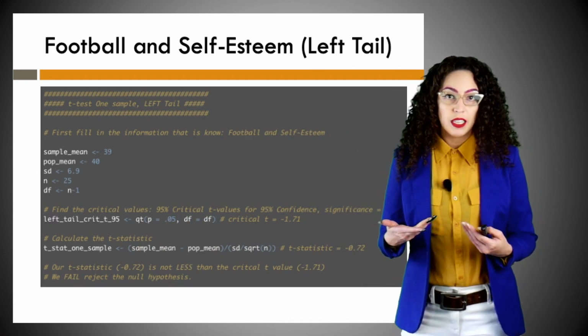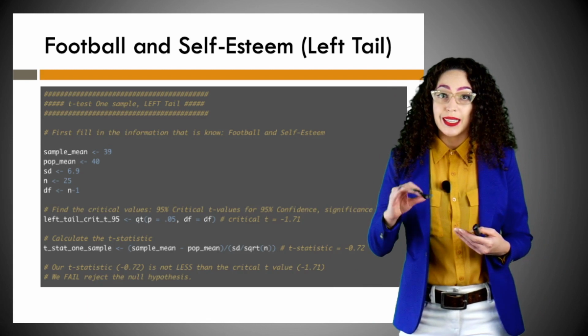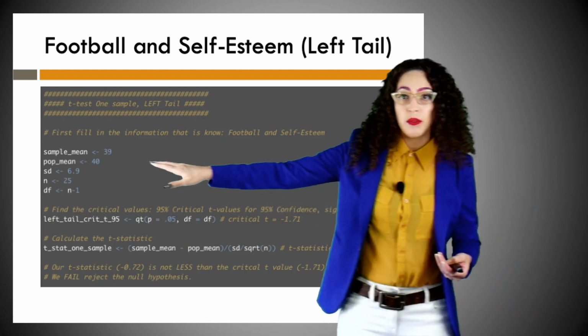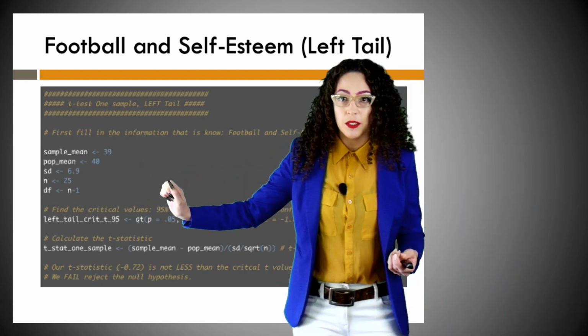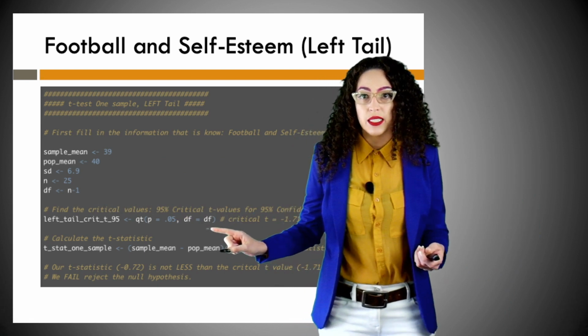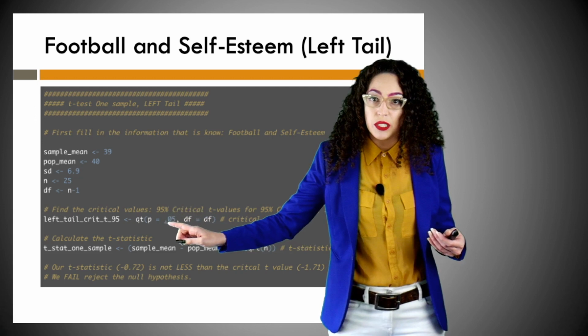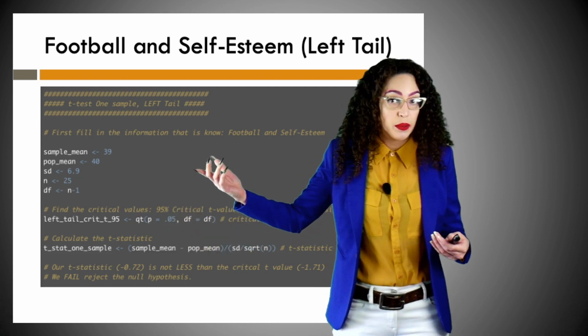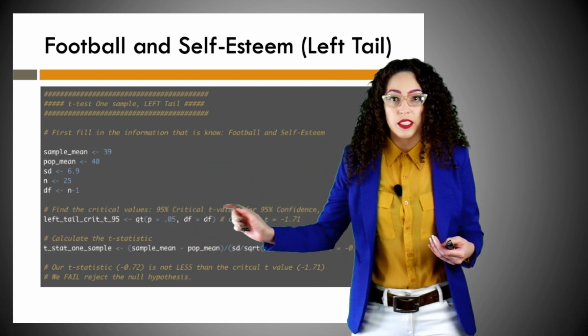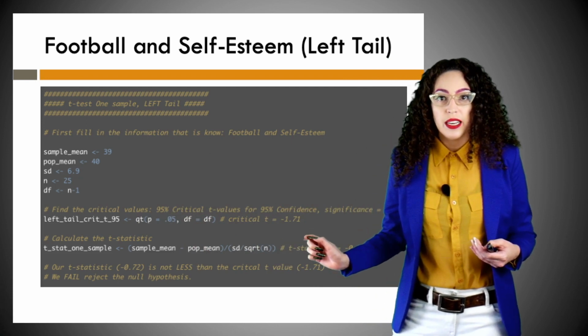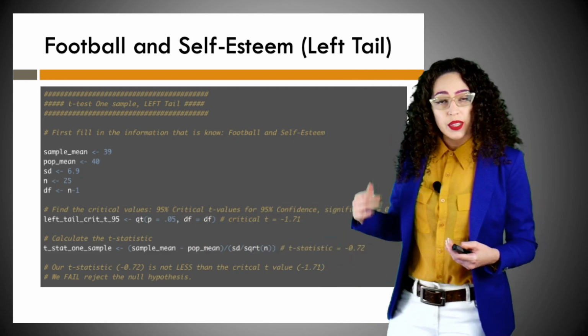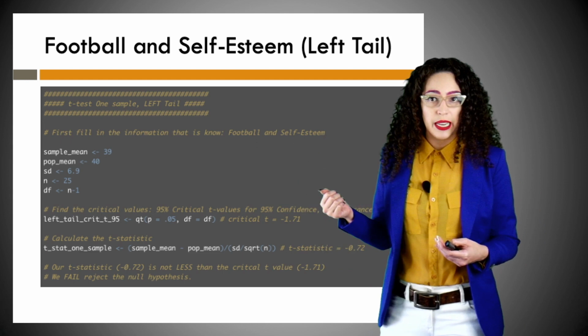Here's our football and self-esteem example, which was the one-sided left-tailed test. So again, we tell R all of the important information. Then we ask R to tell us the critical value associated with the left-tailed test. So here we would type 0.05 instead of that 0.95 that we did for the right tail, and tell it the degrees of freedom, and it will spit out our negative 1.71. That's our critical value, the same one that we found on the table.